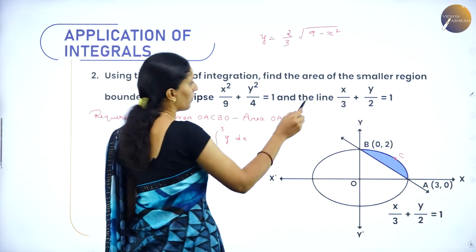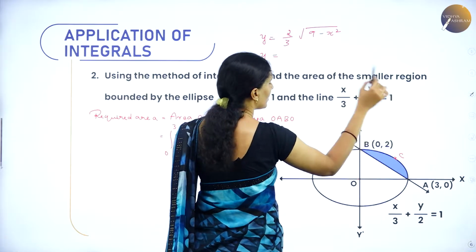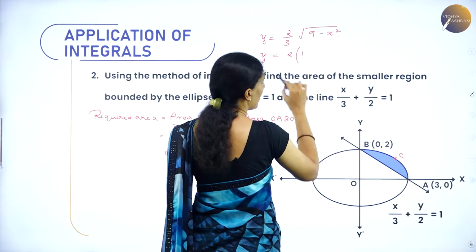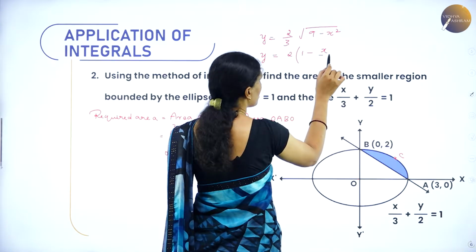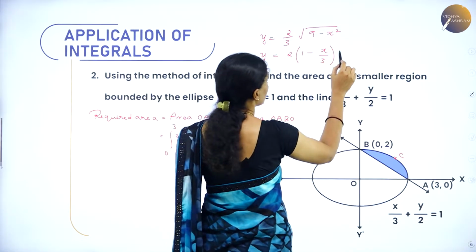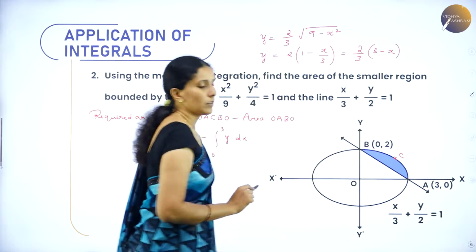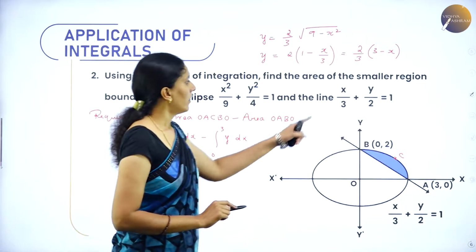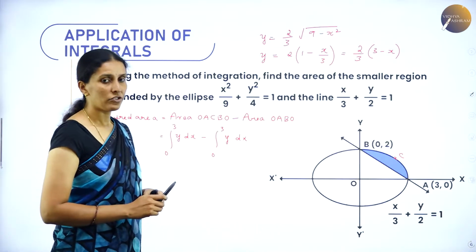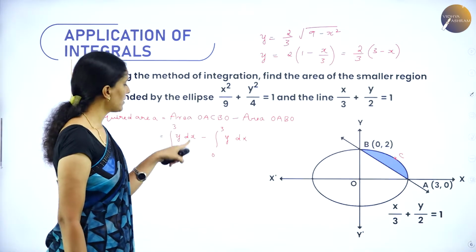Now, for the second equation, we can take y is equal to, so here it becomes x by 3 when it goes there. It is 2 times and here 1 minus x by 3. Or you can write this as 2 by 3 outside 3 minus x. So, this is the required equation in terms of y with respect to x. Now, let us substitute these values here.